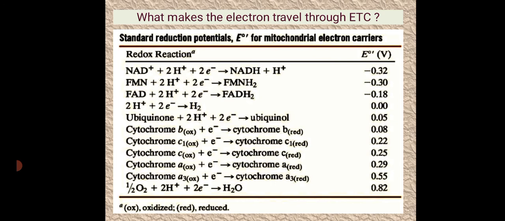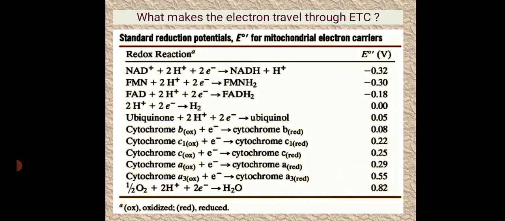Now, the increasing redox potential gradient is shown in this table here. So molecular oxygen, which is the terminal acceptor of electrons, has a very high tendency to capture electrons here. And the water molecule thus formed has very little tendency to lose electrons also. And this is actually evident in that cytochrome A3 here.